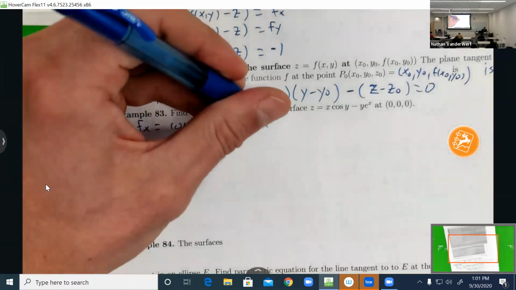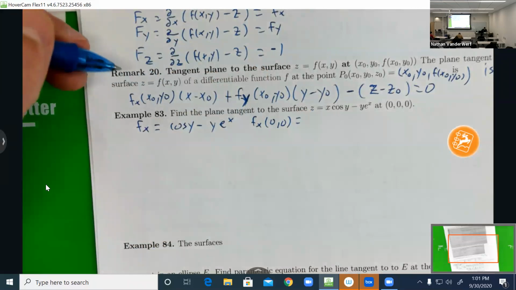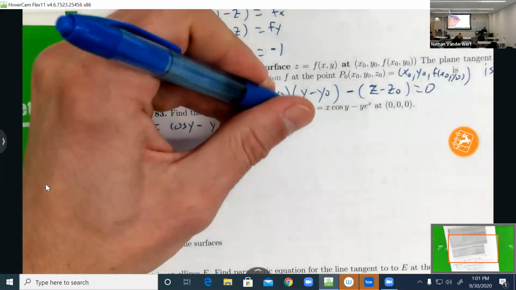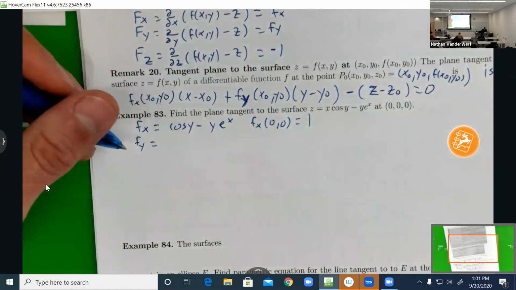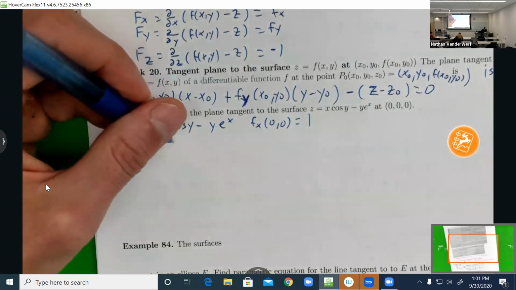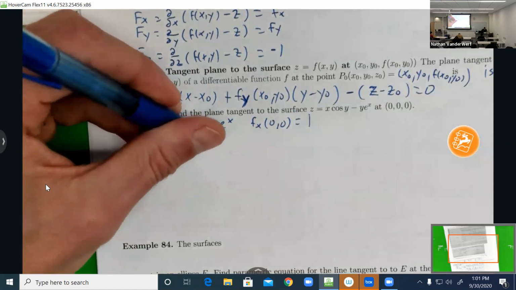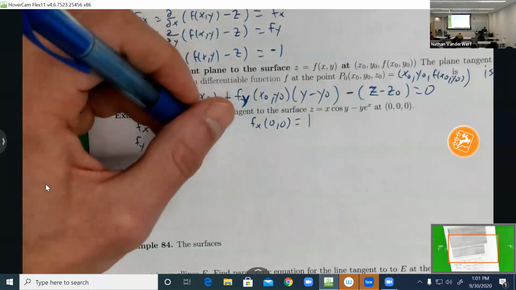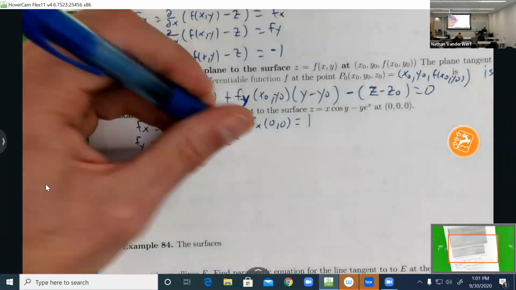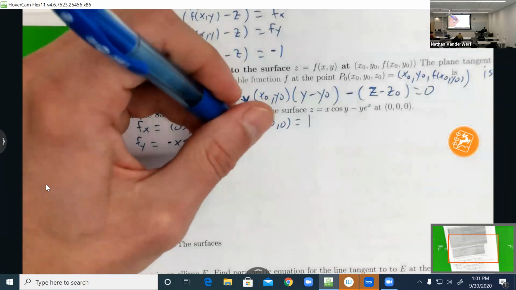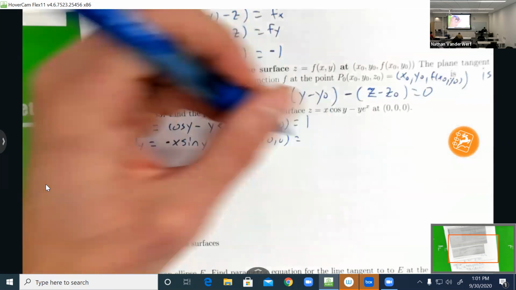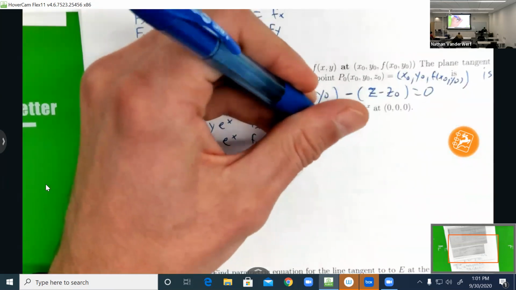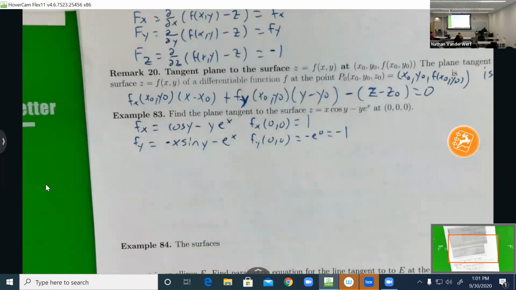So fx at 0, 0 is going to be cosine of 0, which is 1, right? And then fy is going to be minus x sine y minus e to the x, right? So fy at 0, 0 is going to be minus e to the 0, which is minus 1. I believe that's all we had to really calculate, right?